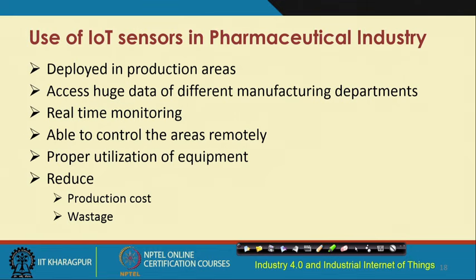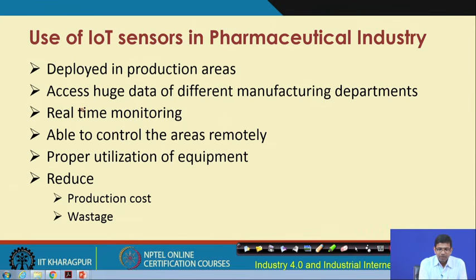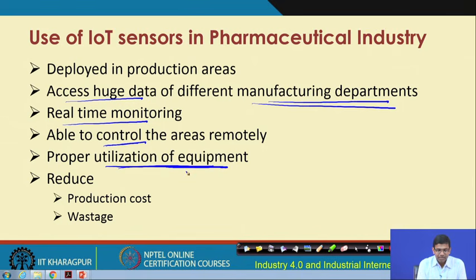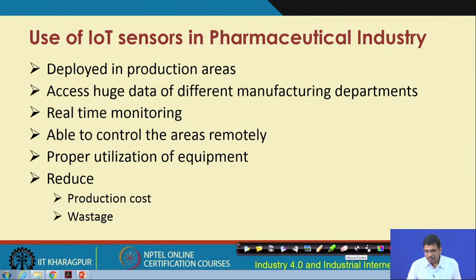So, everything could be done in a much more efficient and precise manner. IoT sensors could be deployed in production areas, could help in getting huge data from these manufacturing departments in these pharmaceutical industries, can help in real time monitoring, can help in controlling these areas remotely, can improve the utilization of the equipments, the machinery, etc., and can help in reducing the production cost and wastage. So, these are some of these uses of IoT sensors in the pharmaceutical industries.